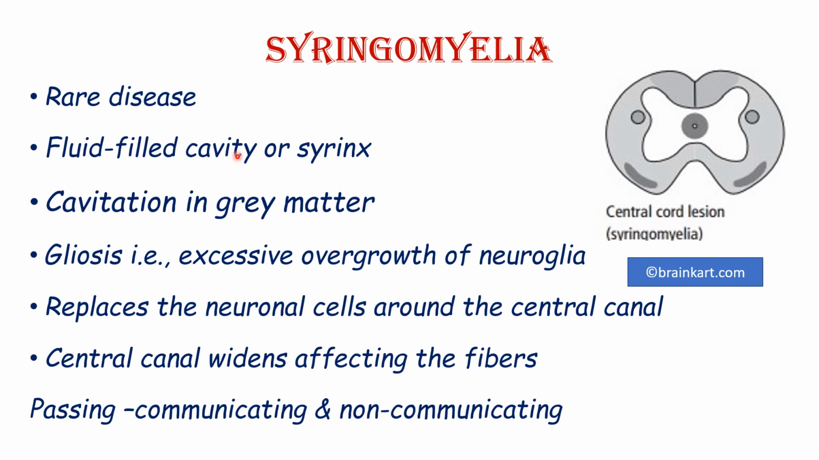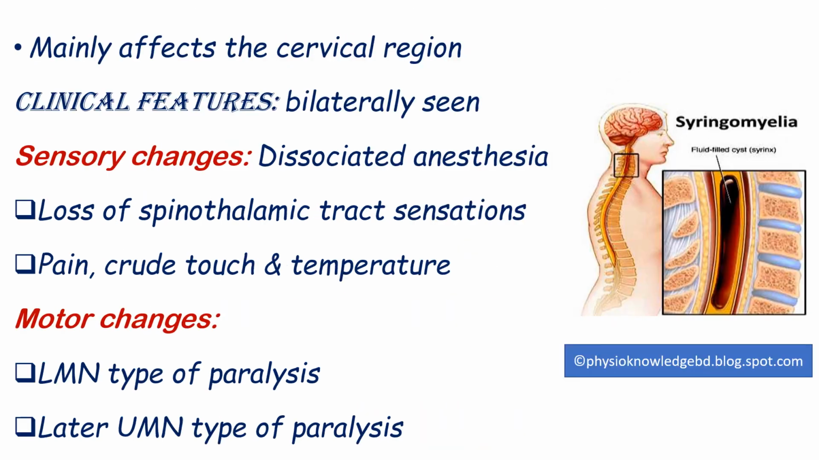We call it that because a fluid filled cavity, or syrinx, is there, and there is cavitation in grey matter, and this cavity starts enlarging, the central canal starts enlarging, and because of this there can be gliosis, that is excessive reactionary overgrowth of neuroglia, and this may replace the neuronal cells especially around the central canal, and the central canal widens, affecting the fibers. So fibers which are crossing here will be affected, and syringomyelia can be communicating and non-communicating.